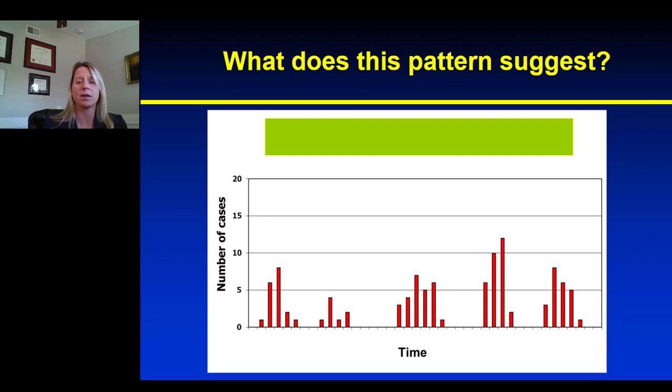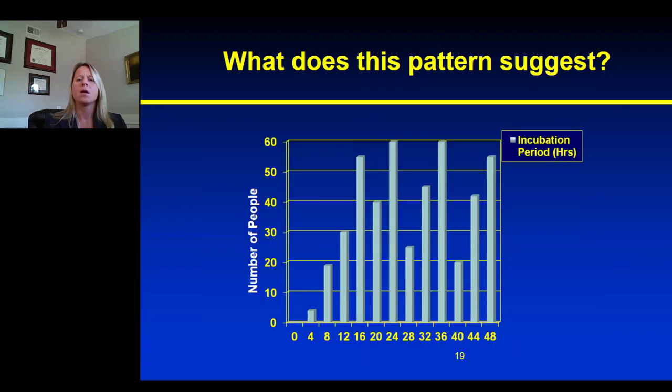This would be an example of intermittent spread, as it's suggested by the breaks between the peaks associated with incubation. And this pattern here suggests probably a propagated spread, as illustrated by the increases in the cases and then a slight decrease and increase again due to incubation.